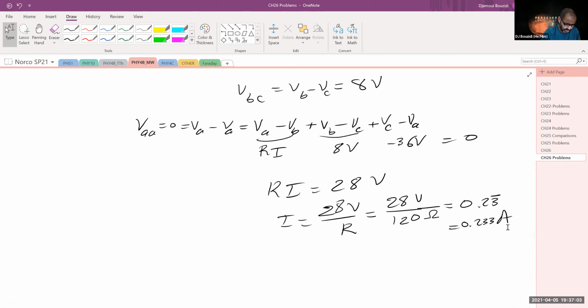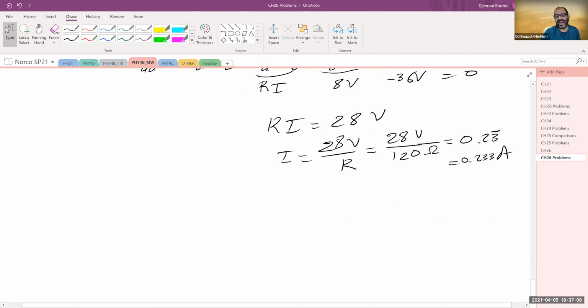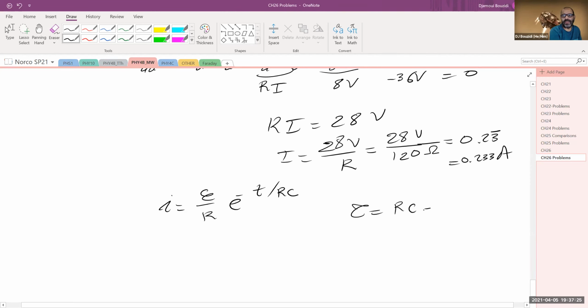Now, at what time T after the switch is closed is the voltage across the capacitor 8 volts? Okay. We have two ways of tackling this issue. One way is through the current. The current I, if you remember the theory, is epsilon over R times exponential of minus T over RC, where RC is tau. For my case in here, R is 120 ohms, and C, the capacitance, is 5 microfarads.